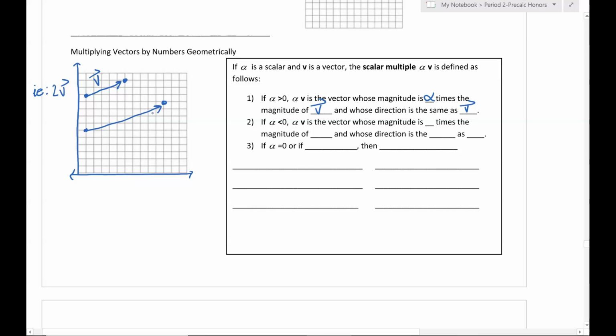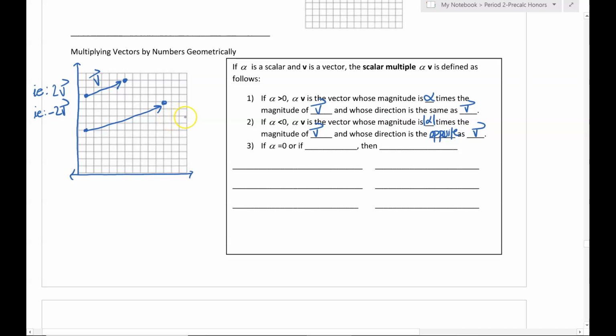Now, if alpha is negative, alpha times v is the vector whose magnitude is still a distance, because you can't have a negative length, so it's the absolute value of alpha times the magnitude of vector v, and whose direction is the opposite of v. So if we have negative 2 times vector v, instead of going to the right, we will go to the left.